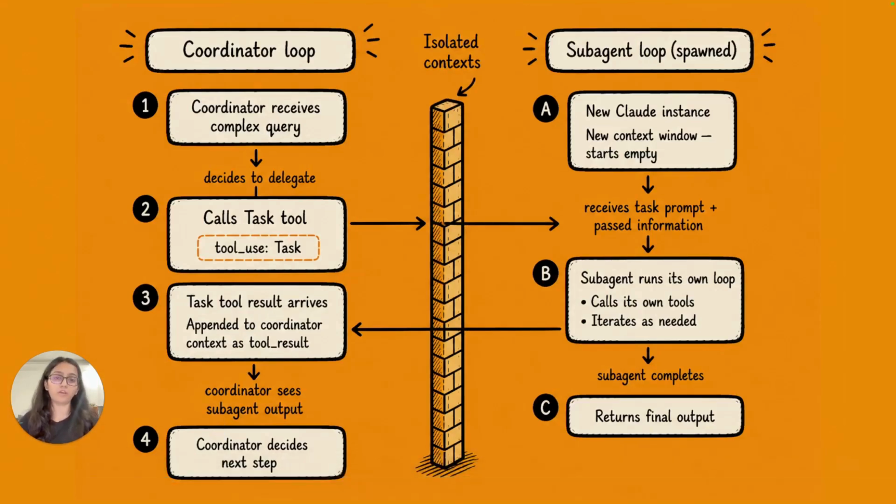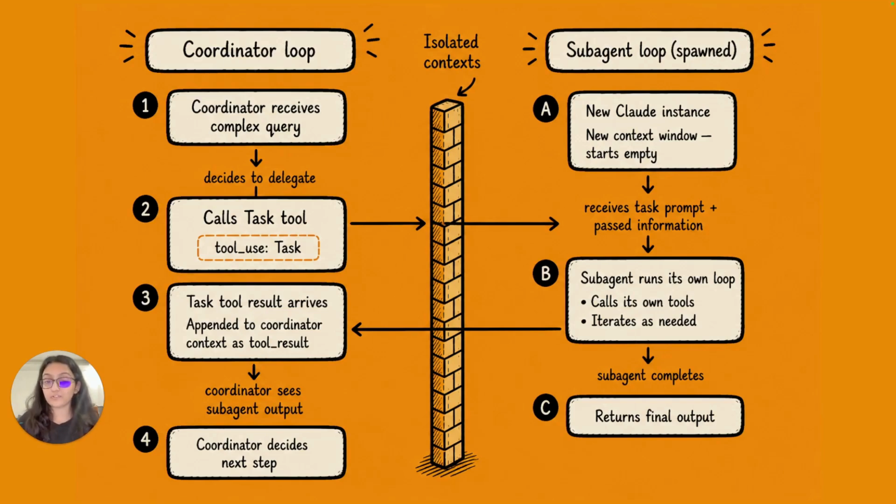So let me first walk you through what the task tool does at the API level, because understanding this is what prevents a whole category of coordinator design mistakes. So let's look at the flow on the screen. The coordinator is running. It's Claude in an agent loop. It receives a complex user query as usual. It decides it needs to delegate work, so it calls the task tool. That's a tool call like any other step. Stop reason, tool use, just like we covered in previous stages. But what happens when the task tool runs is different from what happens when lookup order runs.